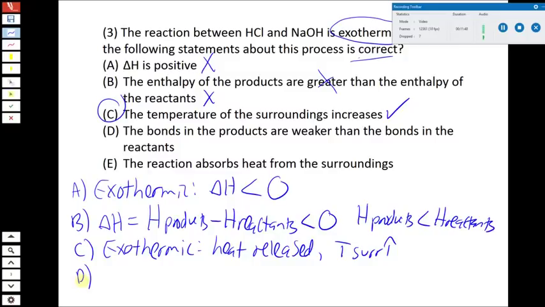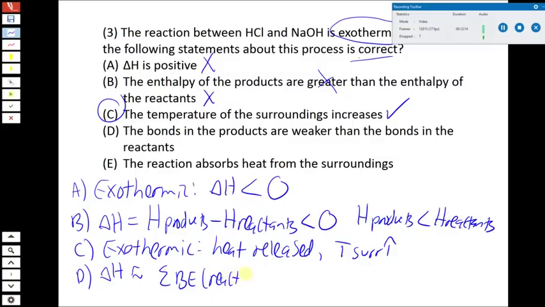So D is talking about the bonds in the products. So the bonds in the products are weaker than the bonds in the reactants. So we probably also haven't seen it in exactly these terms yet. But remember back from chapter 3, we learned that we called it delta E at that time, but really it was delta H. We just hadn't introduced delta H yet. So the enthalpy change, or the heat for a reaction, or however you want to think about it, can be approximated as the sum of the bond energies of the reactants minus the products.